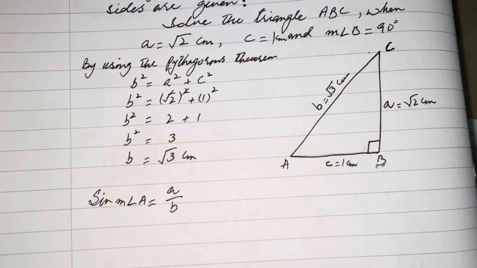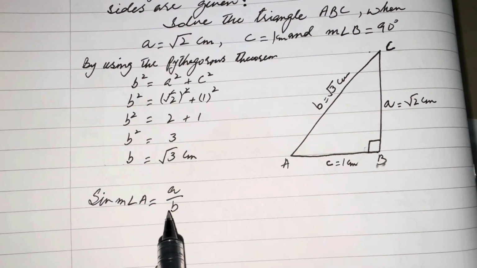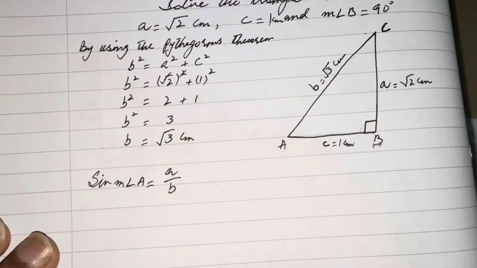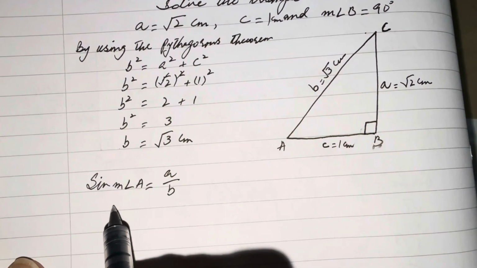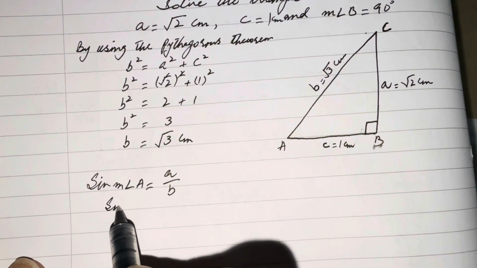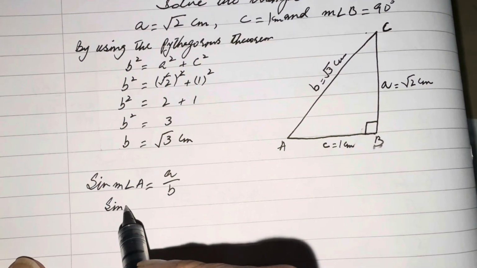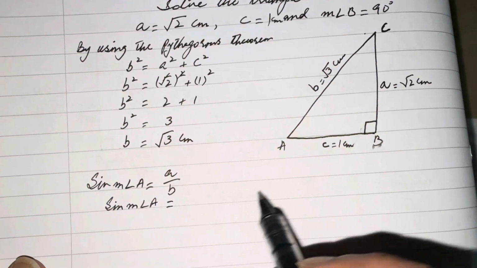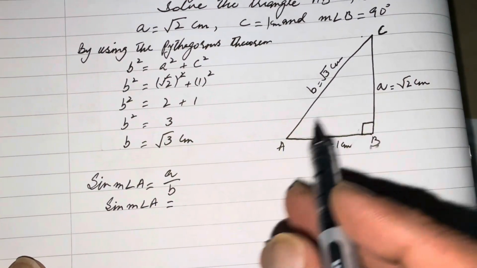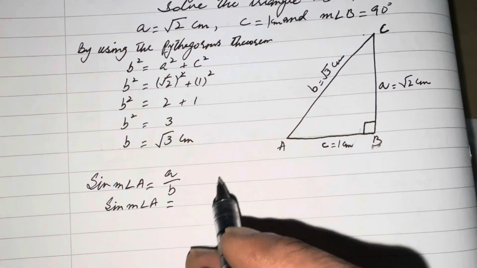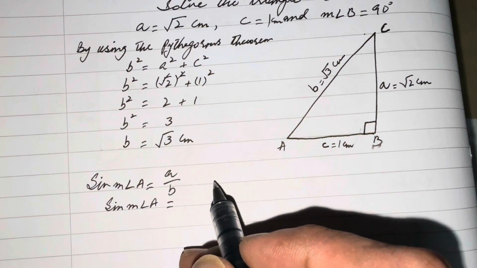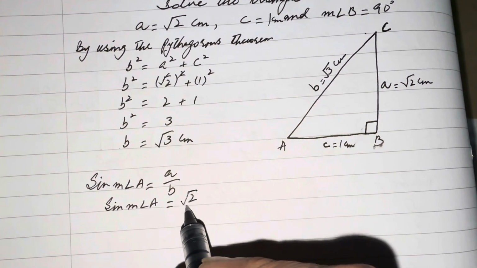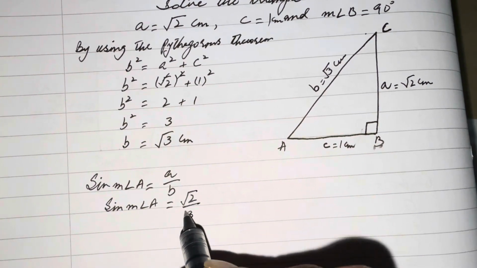So now we can put the values of a and b. Sine of angle A is equal to √2 divided by √3.